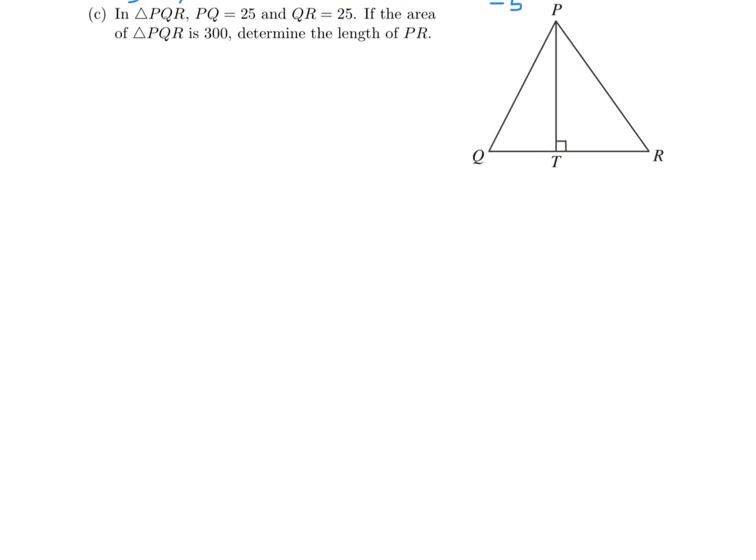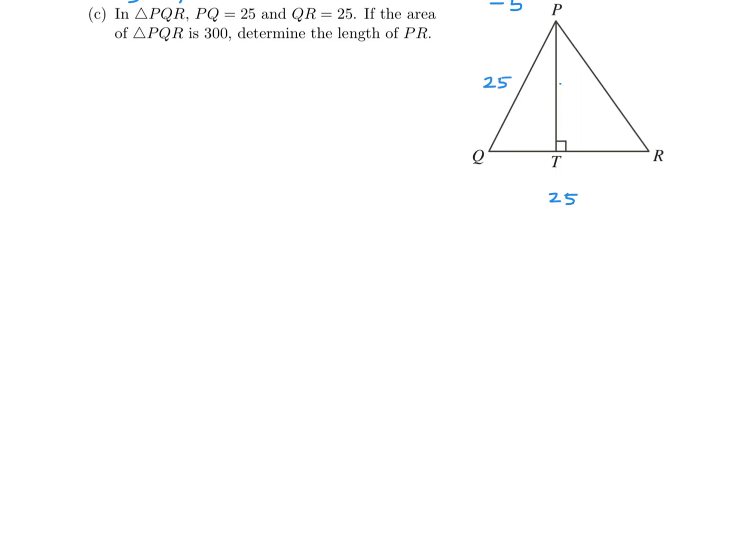In triangle PQR, PQ is 25, QR is 25. If the area of triangle PQR is 300, determine the length of PR. So PQ they're saying is 25. QR is also 25. And anything else they tell us? Just the area is 300.